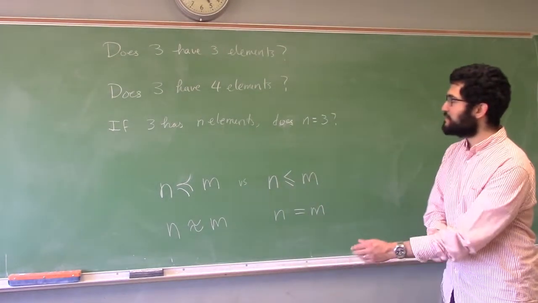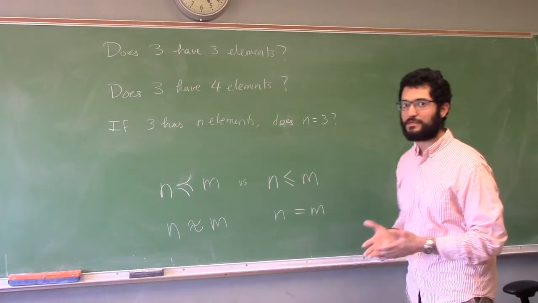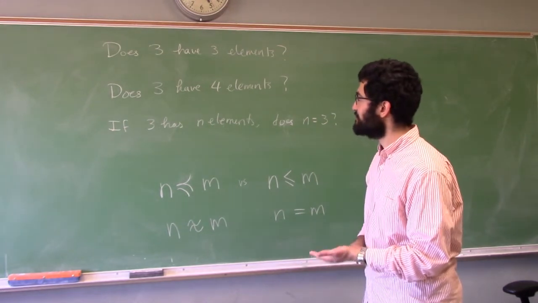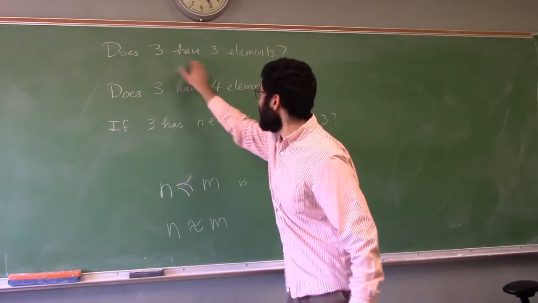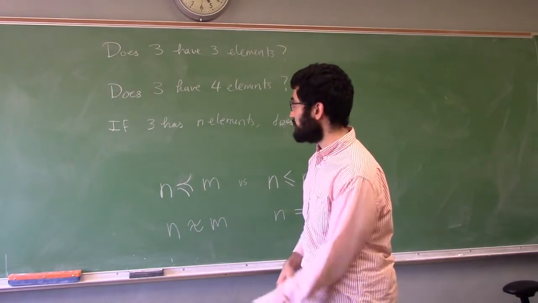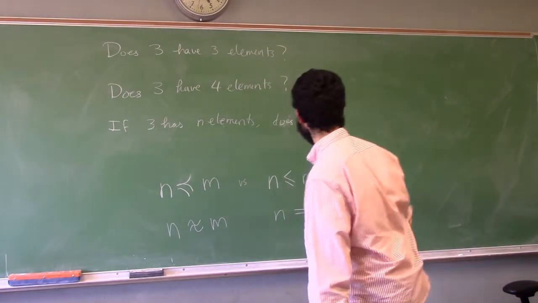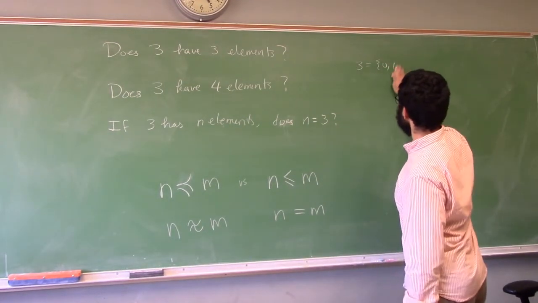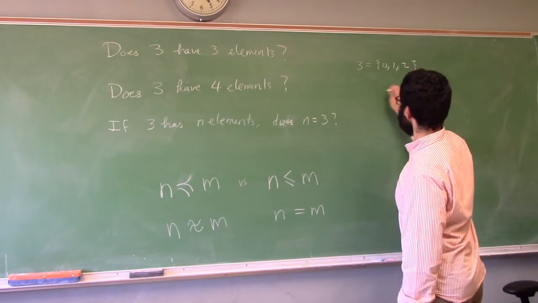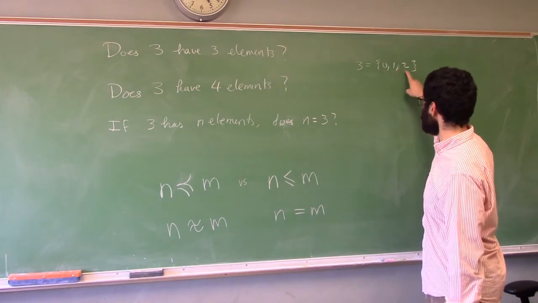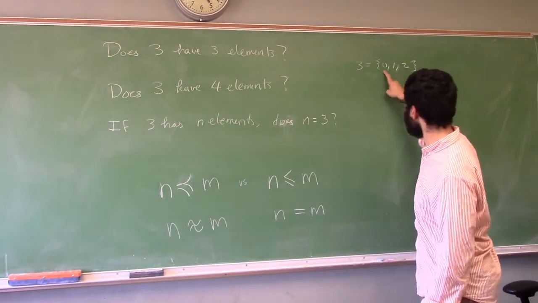Okay, let's ask some sort of silly sounding questions that really do need to be asked and really do need to be addressed. Does 3 have 3 elements? So you could say, well, 3 is this set, consisting of 0, 1, and 2. And look, that's 3 things. I can count them. It has 3 elements. 1, 2, 3.